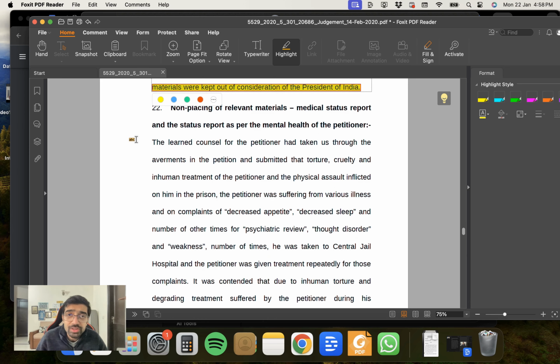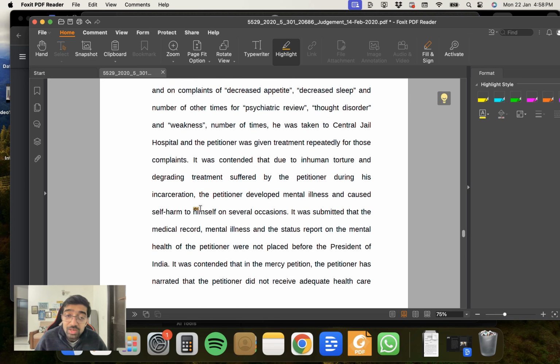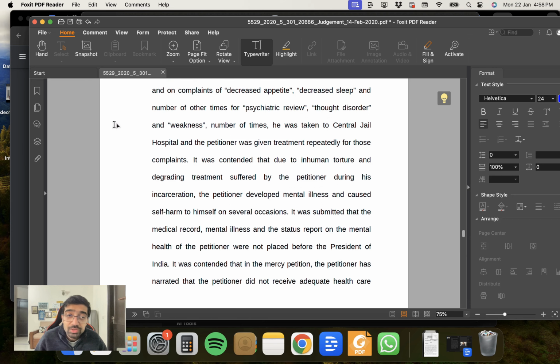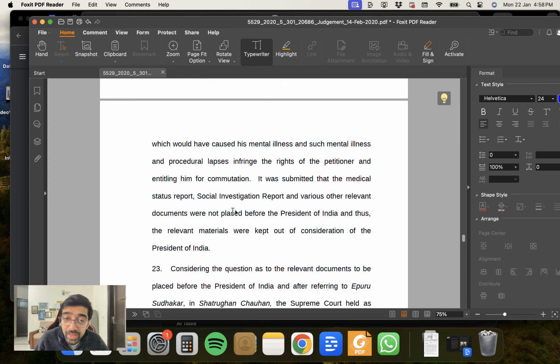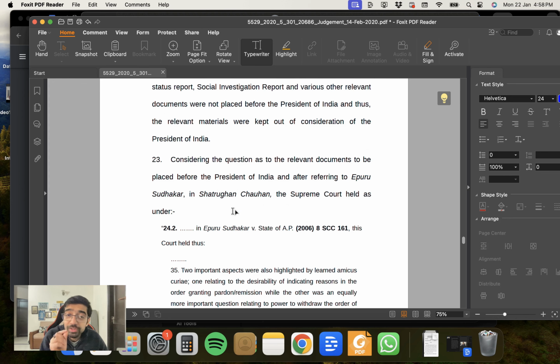Do I have to read this? No, I want to only find the position of law. I'll come to how to find that. Non-placing of relevant materials, again, these are all the O paragraphs, by the way. So I'll mark these, and later when I'm going to fish for the right points, I'm going to come back to this and find the 2 or 3 important points.